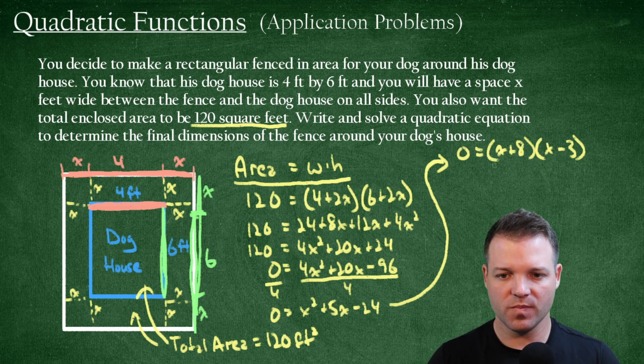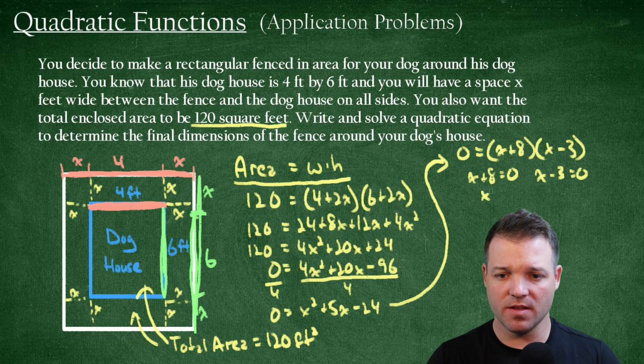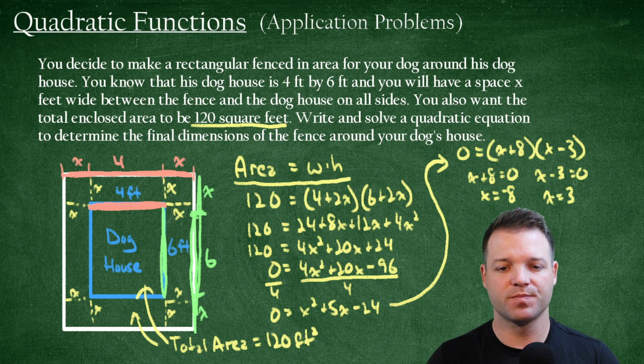Okay? All right. So now we're going to use the zero product property to separate this out. If I have two things multiplied by each other equal to 0, then I can set each of them equal to 0. So we'll say that x plus 8 is equal to 0, and x minus 3 is equal to 0, which means that x is equal to negative 8, or x is equal to positive 3.